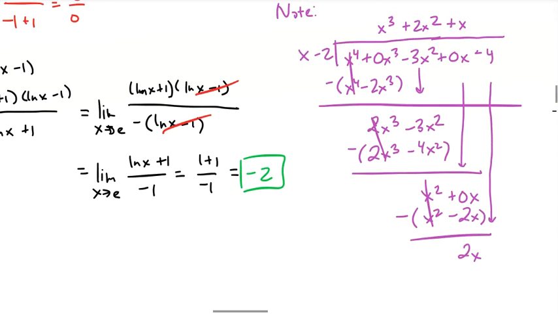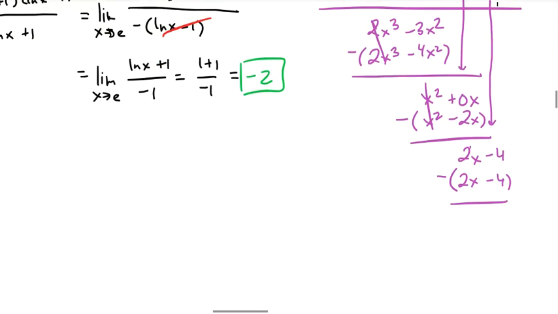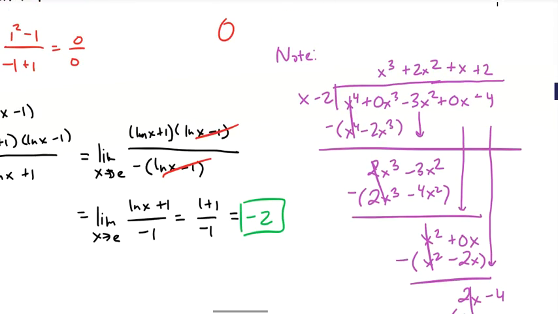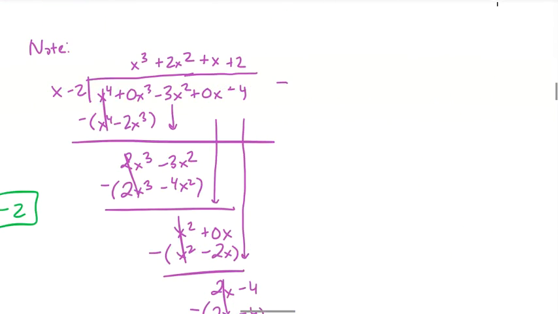And then we're going to bring down this minus 4. 2x over x is just 2. So we're going to multiply the 2. 2 times x is 2x, and 2 times negative 2 is negative 4. So then subtracting it out, the 2x's will cancel, and then we're going to have negative 4 plus 4, which will give us 0. So what we learned from doing this is that x to the 4th minus 3x squared minus 4 is the same thing as saying x minus 2 times x cubed plus 2x squared plus x plus 2.